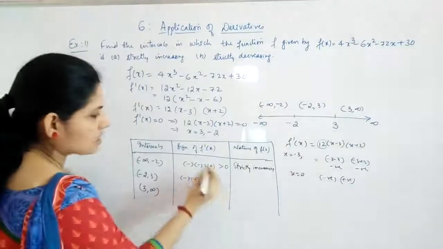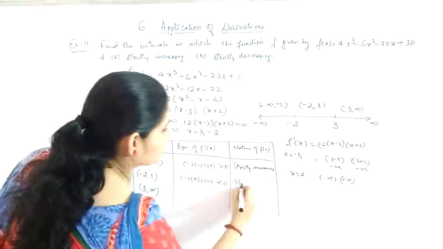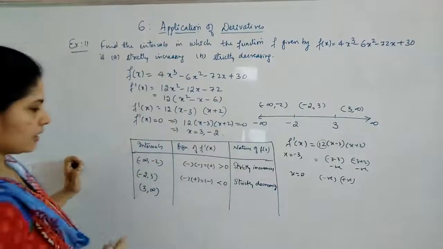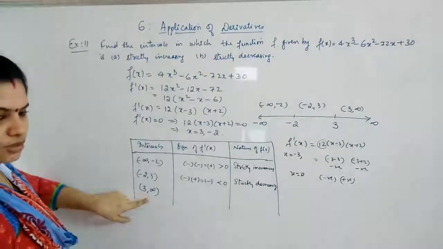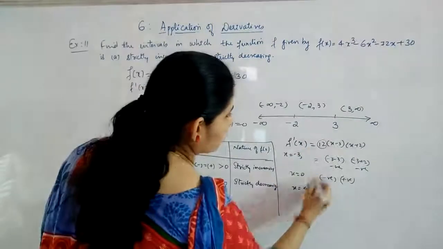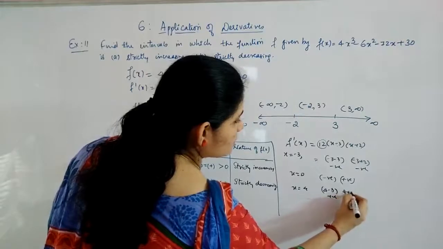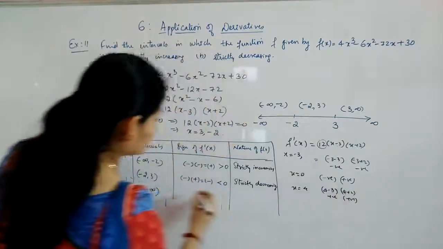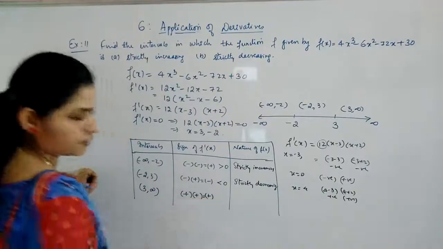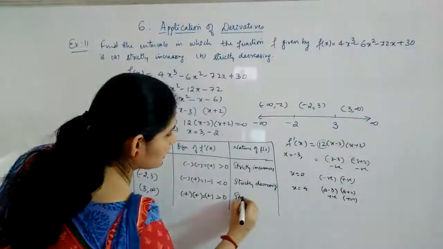And negative means f dash of x is negative, means it is less than 0. And less than 0 means that the function is strictly decreasing. Okay. Now for the third interval 3 to infinity, if you are having any value, suppose 4, x is 4, you will get 4 minus 3 which is positive, and 4 plus 2 which is again positive. So you will have positive into positive is equal to positive, which is greater than 0. So it is again strictly increasing.